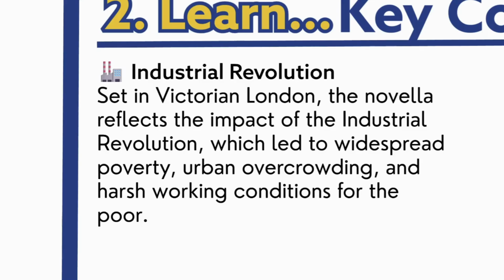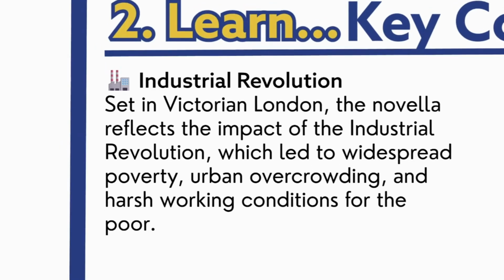Now, the problem with that was we were throwing workers into factories and into hastily built accommodation that wasn't very nice at all. So it led to widespread poverty, urban overcrowding, really tough working conditions. The poor didn't really have many rights. We were industrialising rapidly, but human rights almost were not keeping up with that, and so the working class were having a really, really tough time here.